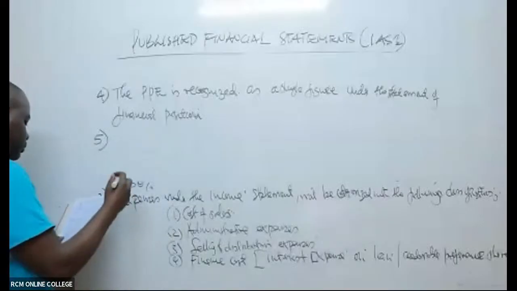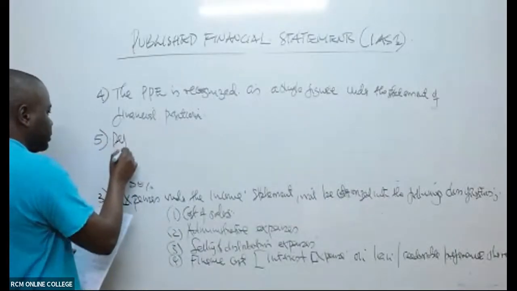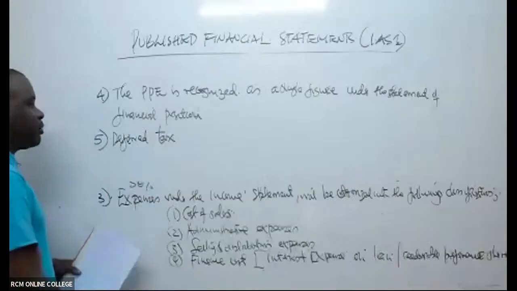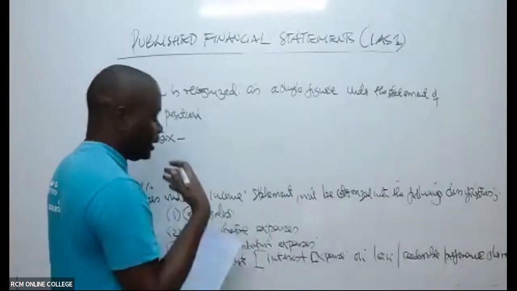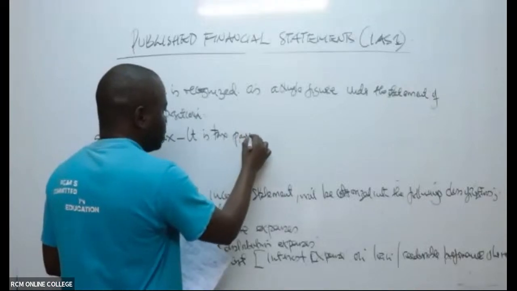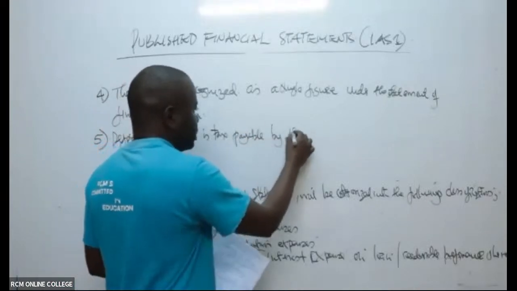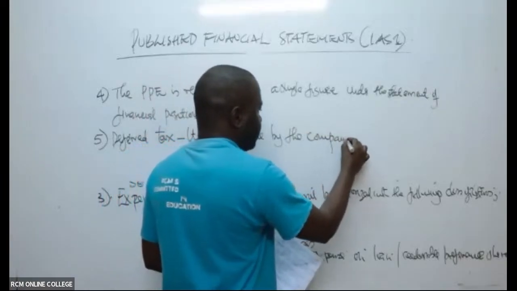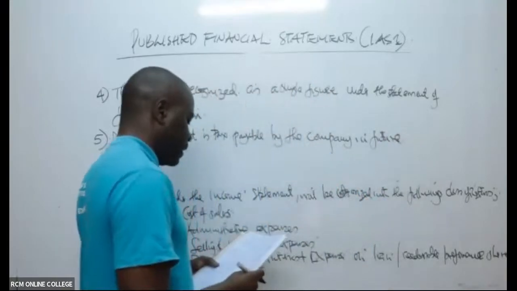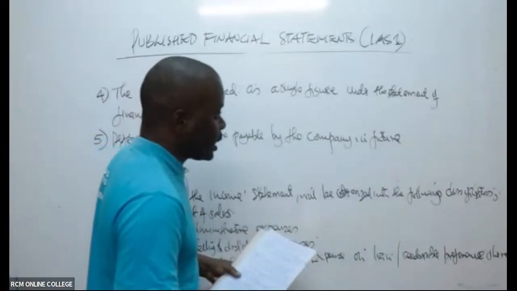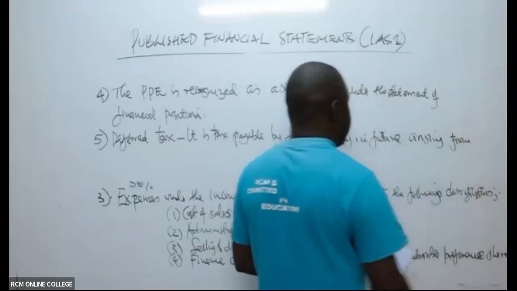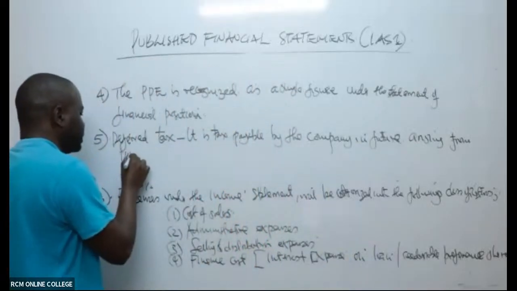So you must be able to take note that under published financial statements, we have the deferred tax, which we learned about. If you can recall this topic, we say deferred tax is tax payable by the company in future, or recoverable from the company in future, arising from what we refer to as temporary differences.